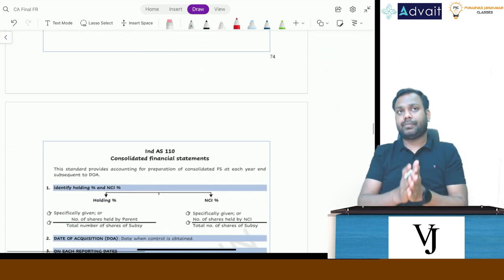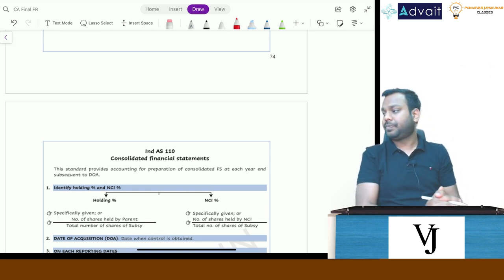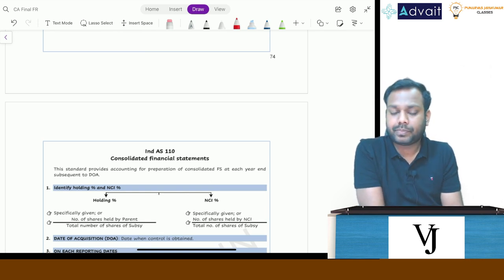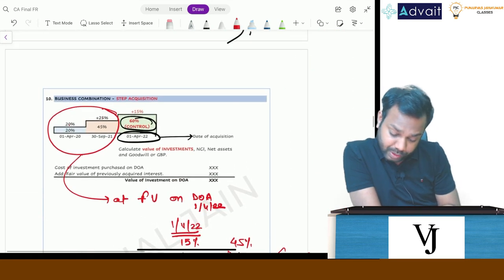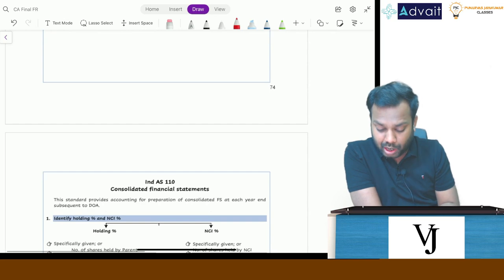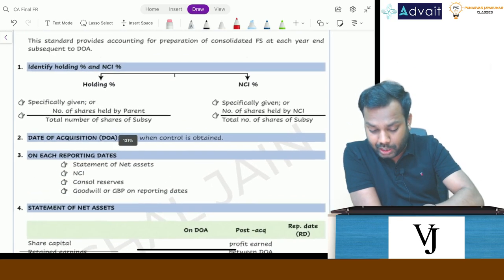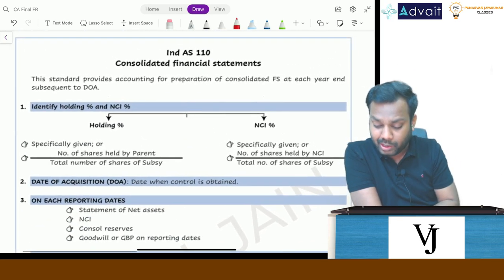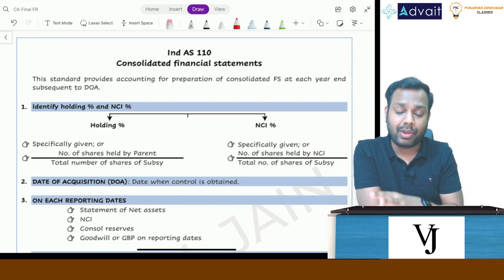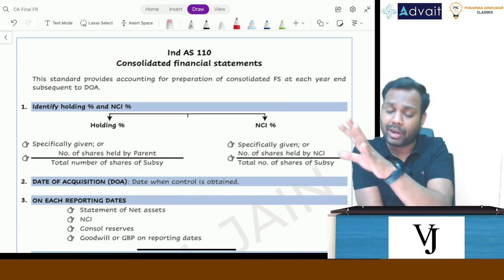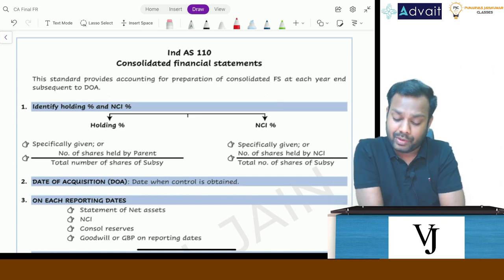Is that clear, everyone? Come on guys, tell me, is that clear, everyone? Okay, fair enough. So this completes our part one of the business combination and the consolidation topic. Now we'll be starting with the topic called Ind AS 110, consolidated financial statements. But before that, we'll take a quick break of 10 minutes so that you revise everything. If you have any queries, you can discuss, or if you want to take a break, you can, but we can start within 10 minutes.